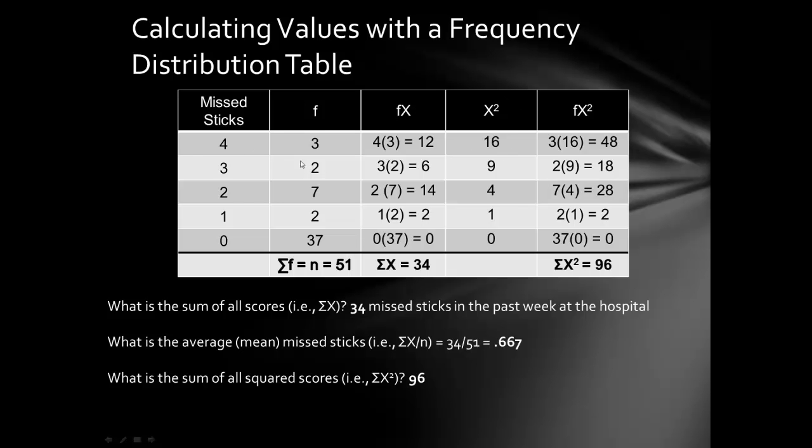4 times 4 is 16. 3 times 3 is 9. 2 times 2 is 4. 1 times 1 is 1. And 0 times 0 is 0.